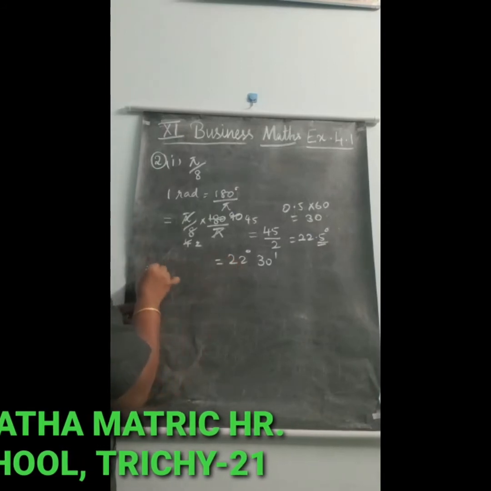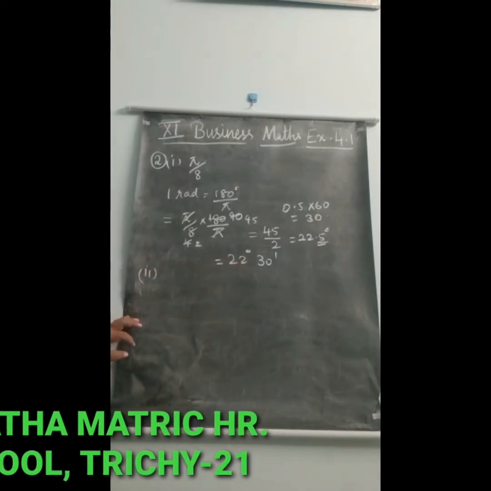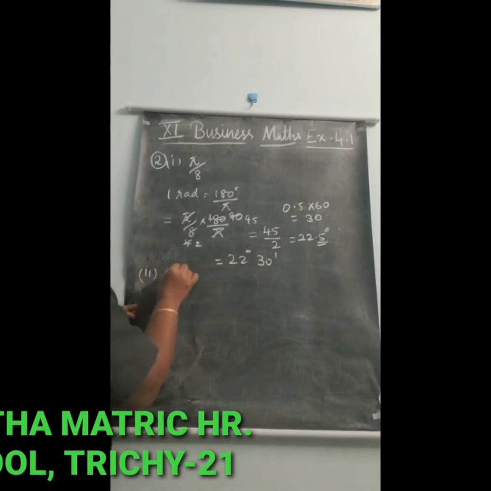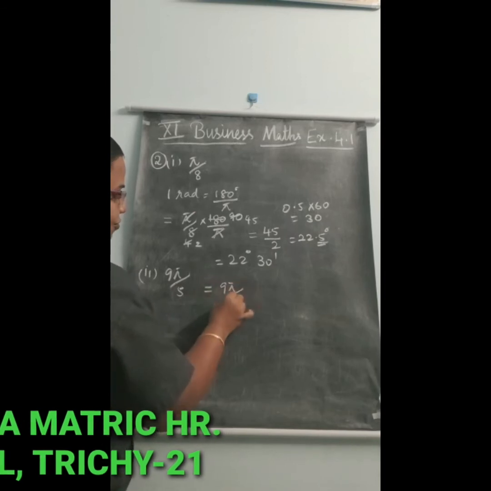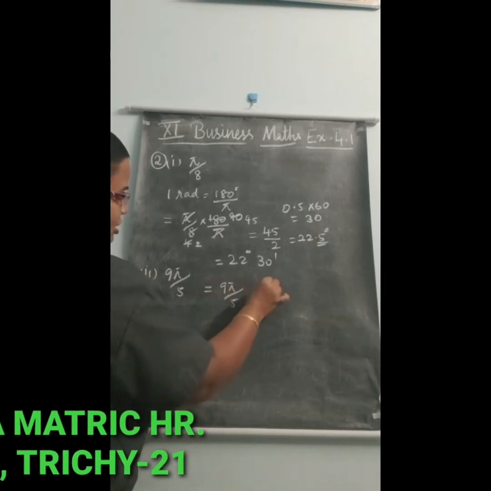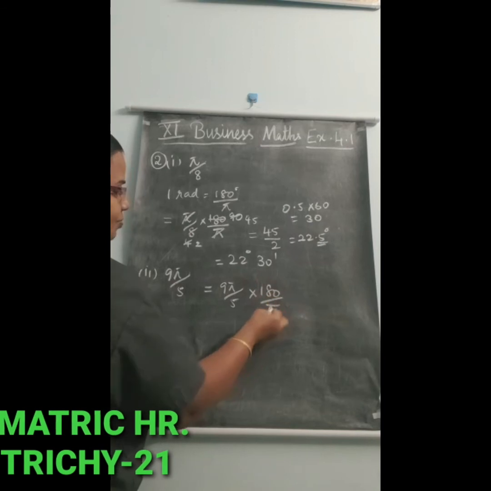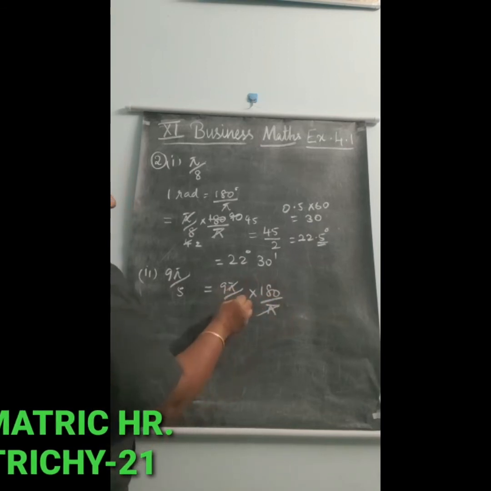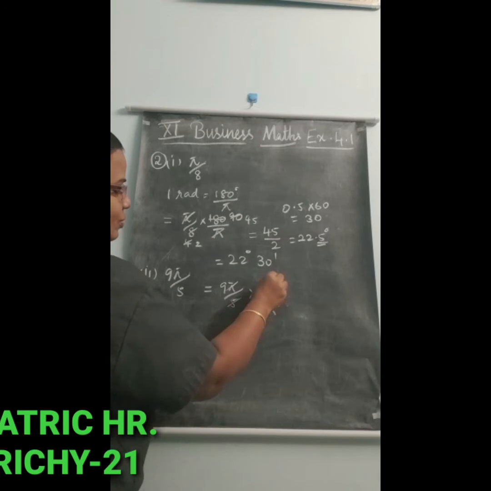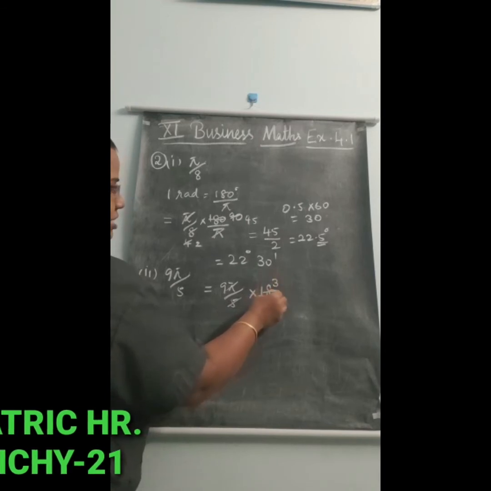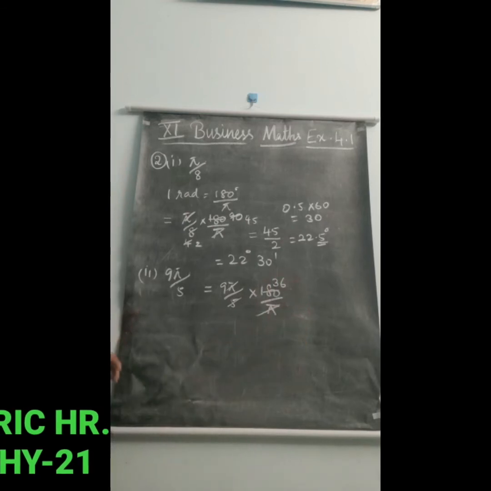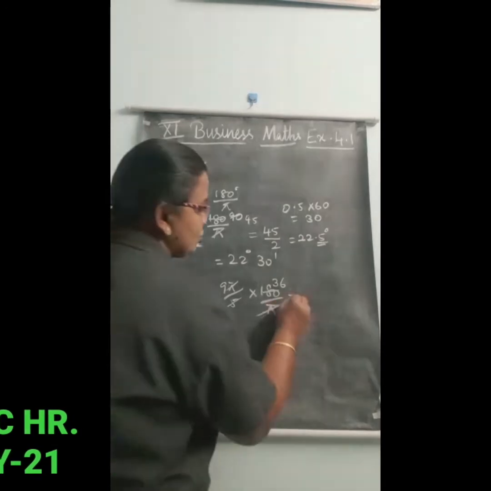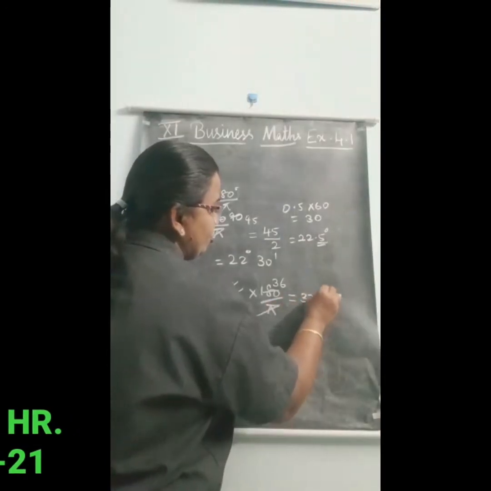Next question, the second one is 9 pi by 5. We multiply 9 pi by 5 into 180 divided by pi, and pi cancels. Here in the 5 table, 5 3s are 15, balance 3, 6 and 5 6s are 30. So 36 into 9 we will get 324. So that is equal to 324 degree.